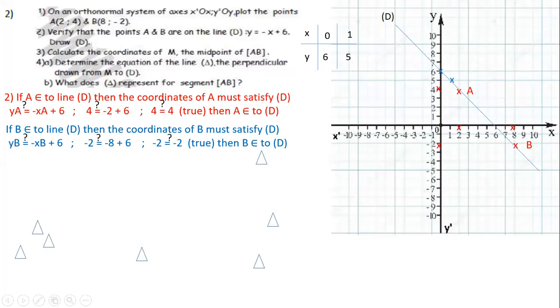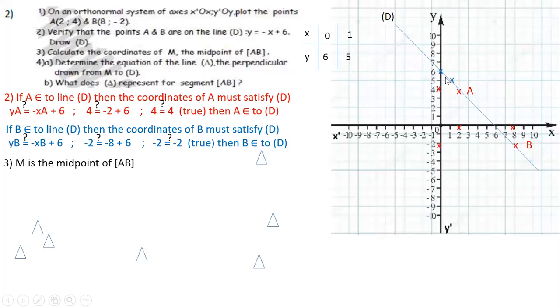Now, 0, 6 is this point, and 1, 5 is this point. So this is 0, 6, and this is 1, 5. I connect them to get line D.